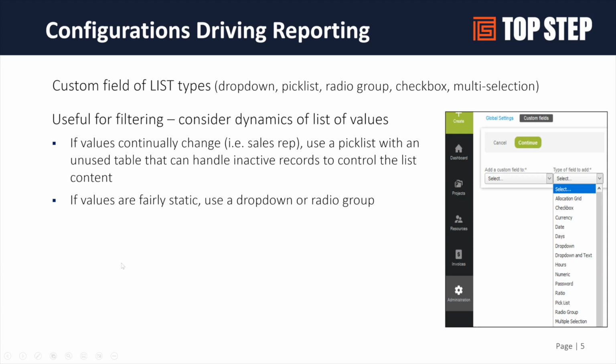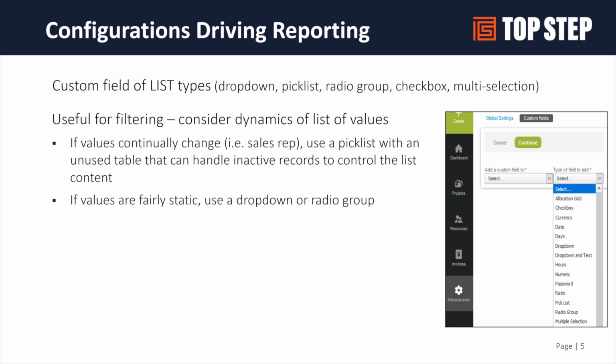If the value of the dropdown you're looking to do is fairly static, then a dropdown field or radio group are perfectly fine. For example, billing types. If you do fixed fee, T&M, for example, then those are generally good drop-down options, because those are generally not going to change. You could simply add to them, but you're generally not going to want to remove them.